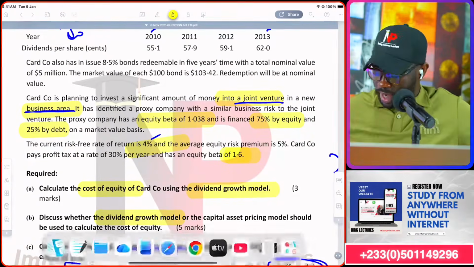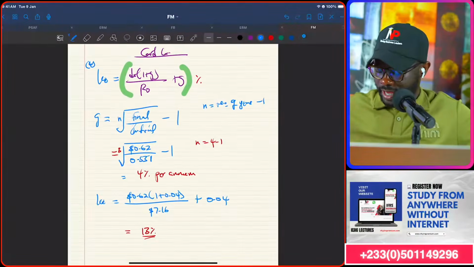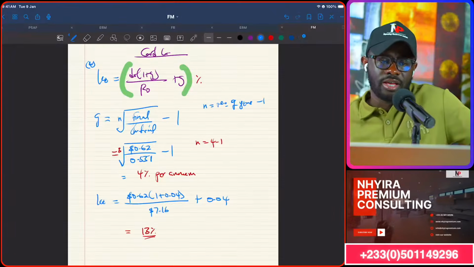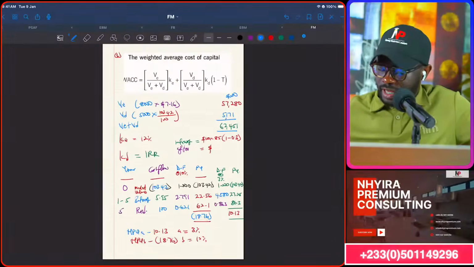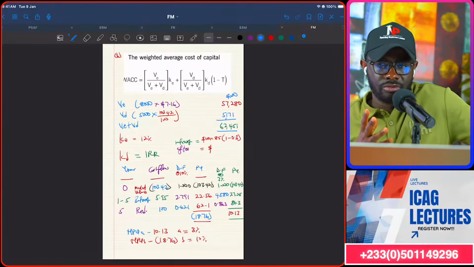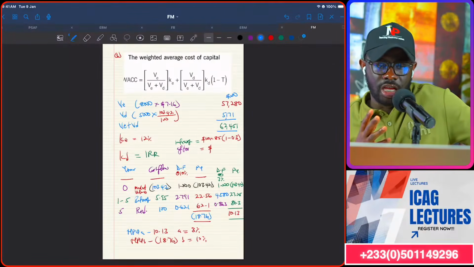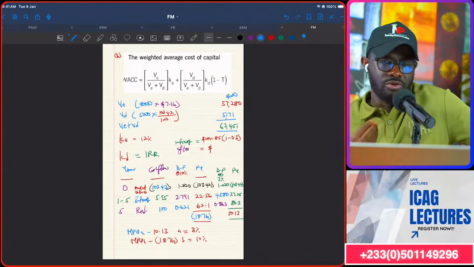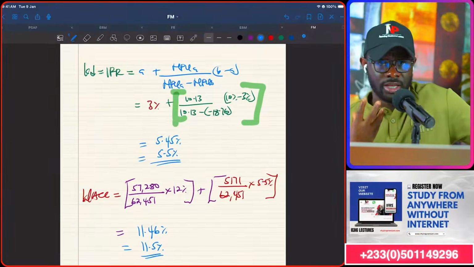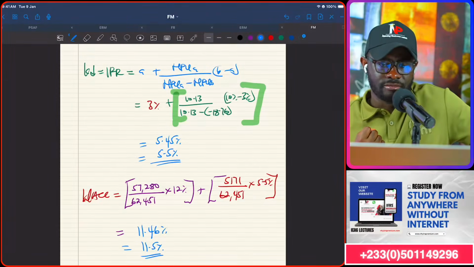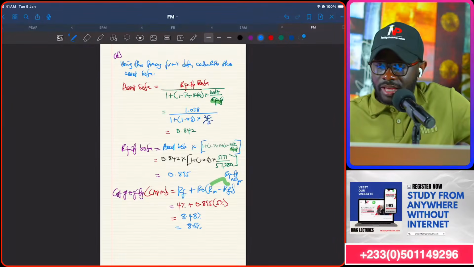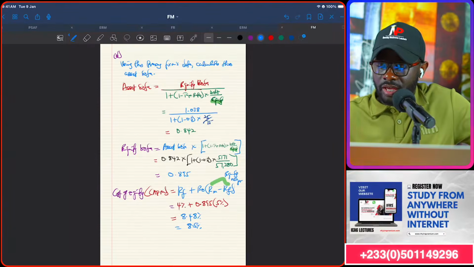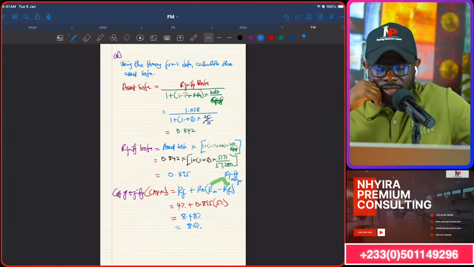Let me bring it up. Slide 1 here, the A aspect of the question, calculating the cost of equity using the dividend growth model. Slide 2, the C aspect of the question, calculating the weighted average cost of capital. And the fact that there is a redeemable debt here, so we use IRR to calculate KD, then we can now calculate the weighted average cost of capital. Then the D part of the question, the entity is going to invest in something else, and so we now find a way to calculate what is going on for the entity.